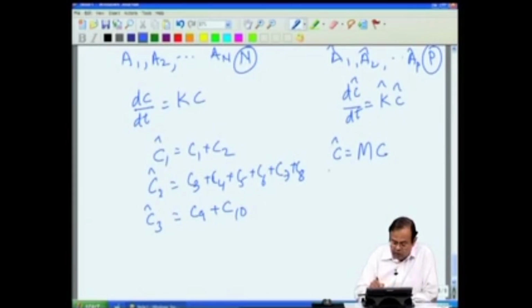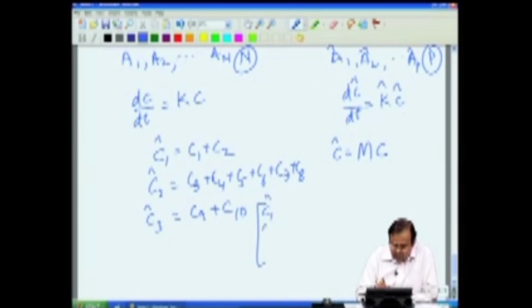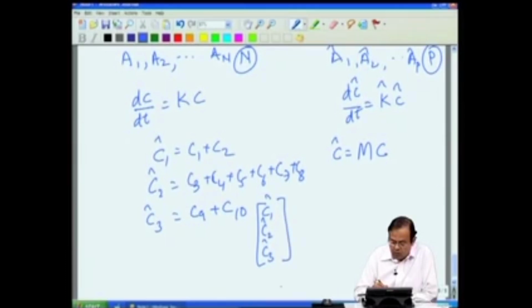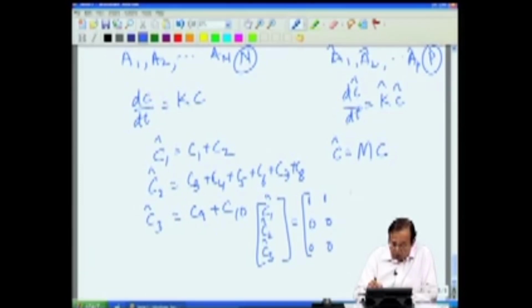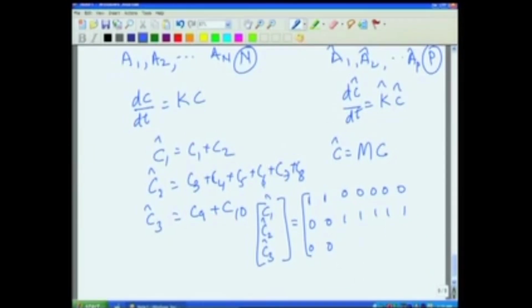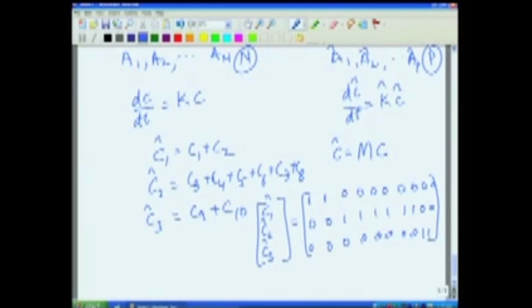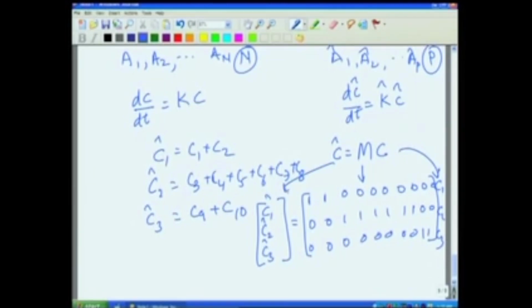If you look at this relationship, what do we have here? We have C1 hat, C2 hat, C3 hat equal to the matrix with rows 1 1 0 0 0 0 0 0 0 0, then 0 0 1 1 1 1 1 1 0 0, then 0 0 0 0 0 0 0 0 1 1, multiplied by C1, C2, C3 and so on. So, this is my matrix M, this is my vector C, this is my vector C hat.